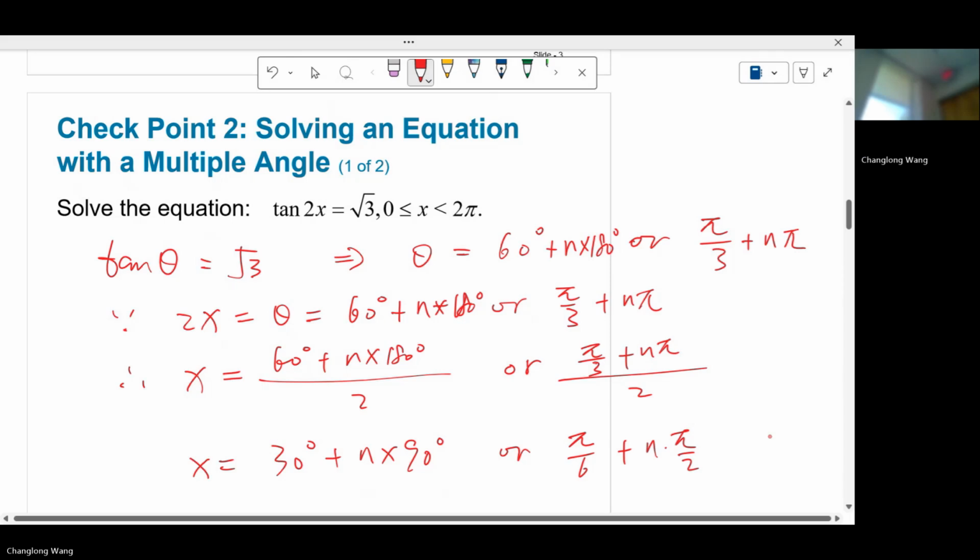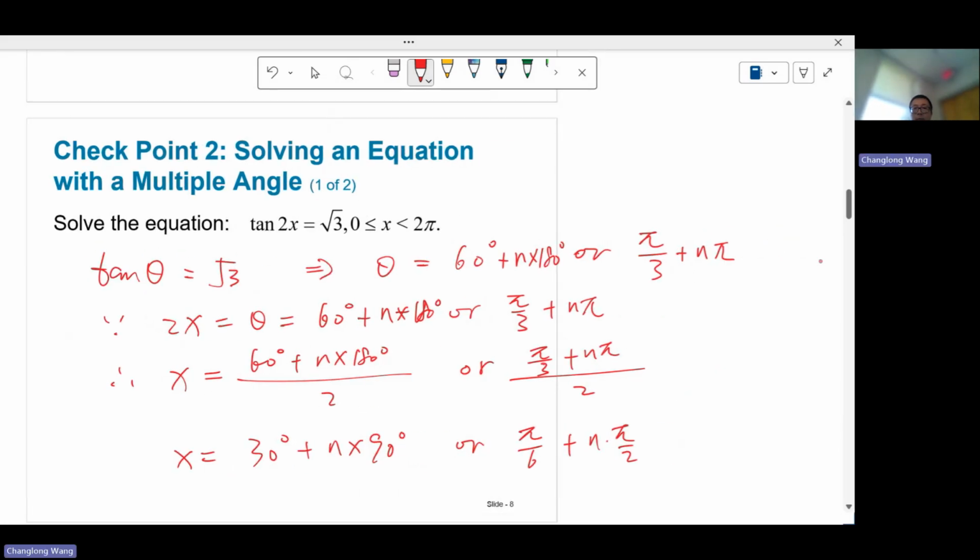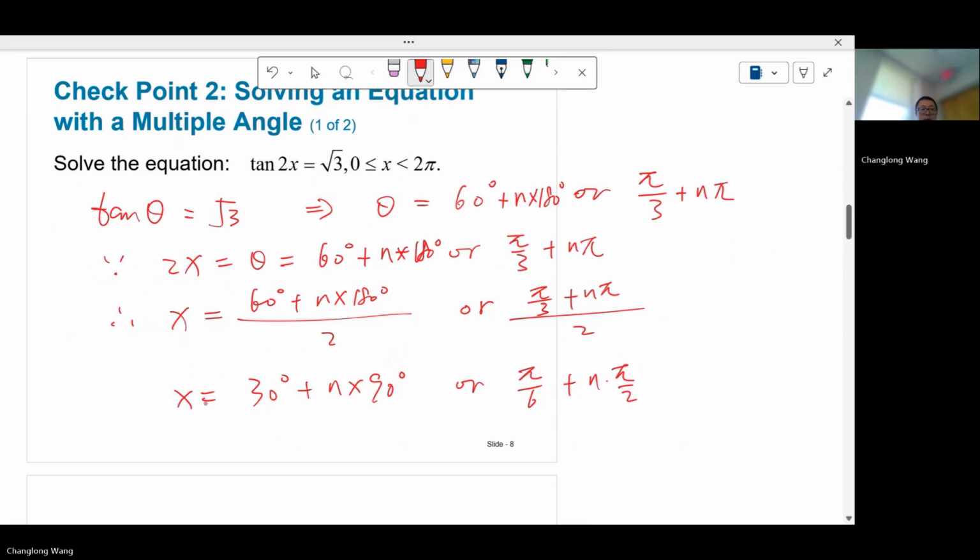Yes, Emily. Good question. What did we say about n in the previous problem when it comes to sine and cosine? n is an integer. You can say either n is an integer, or if you like to make it fancier, 0, plus or minus 1, plus or minus 2, and so on.